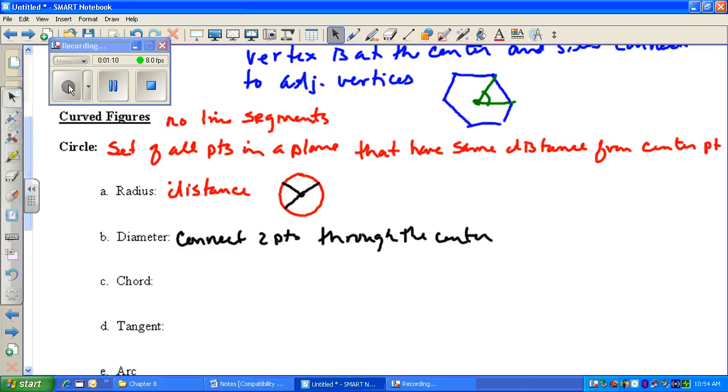The diameter is going to connect 2 points of the circle through the center. So my diameter would be the length of a radius and another radius. In other words, it is 2r, because it goes through the center, and the radius is from the center.